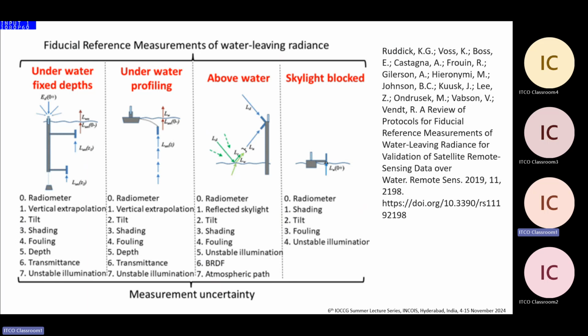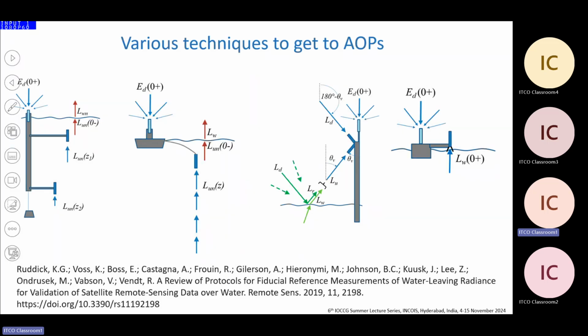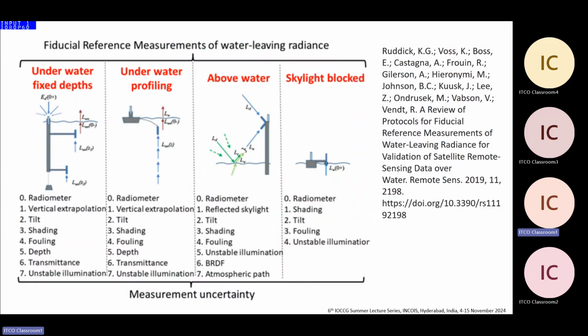And that's what is summarized on this slide. You have the list, from 0 to 7 or to 4, of the main sources of uncertainty for these different techniques. You always have the radiometer itself. That's what we discussed a bit before. Then you have the uncertainty on the vertical extrapolation for this one. For this one, it's about correcting for the reflected skylight and so on. And again, that's all relatively well described in this paper.